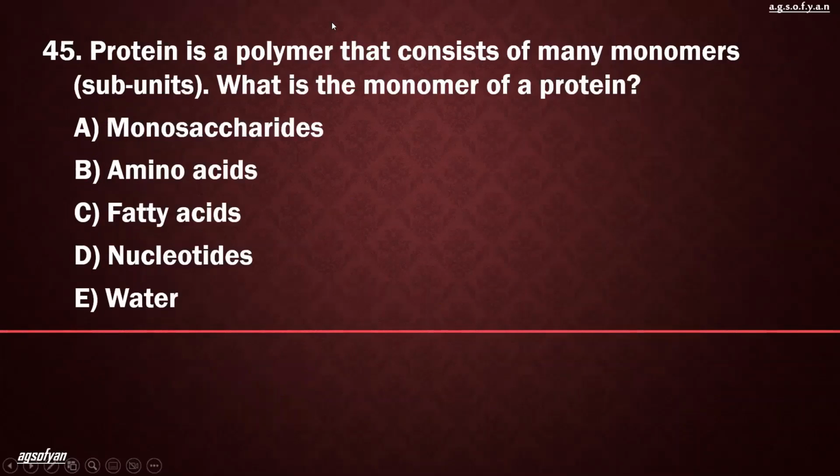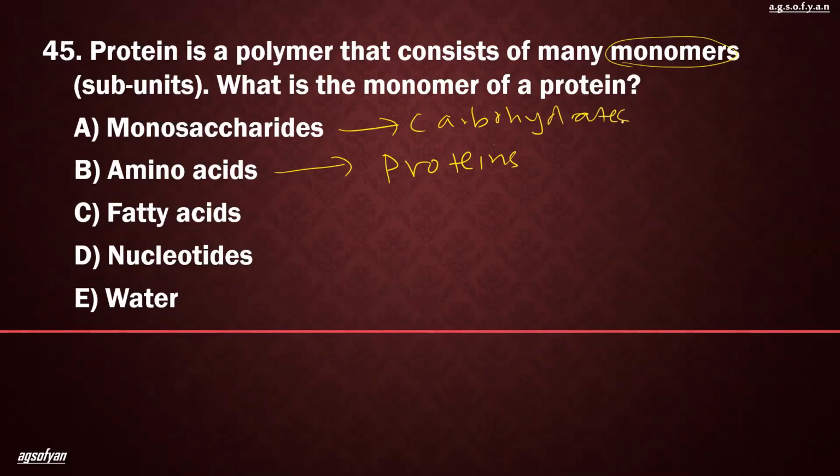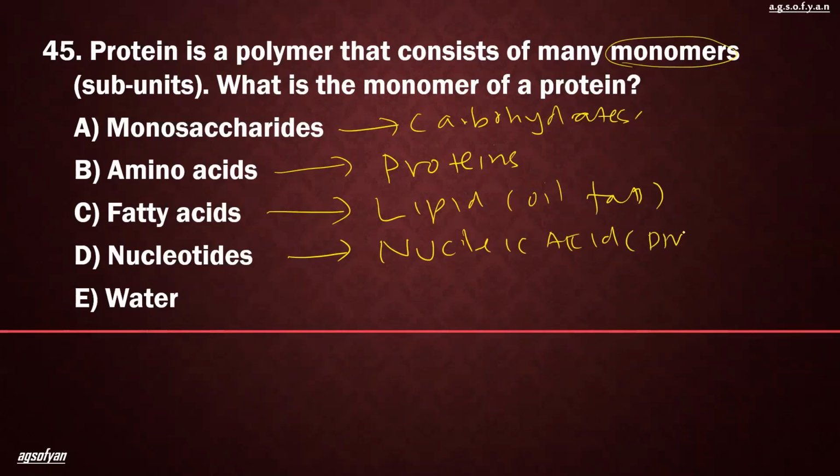Protein is a polymer. So this one you have to memorize, the polymers. What is the monomer of protein? Come on, you have to memorize this one. Yes, amino acid makes protein. So memorize that. How about monosaccharide? It will make carbohydrate, like starch, for example. How about fatty acid? It will make lipid, like oil, fat. How about nucleotide? It makes nucleic acid, like DNA and RNA. How about water? Water, none. So memorize that, the polymer and the monomer.